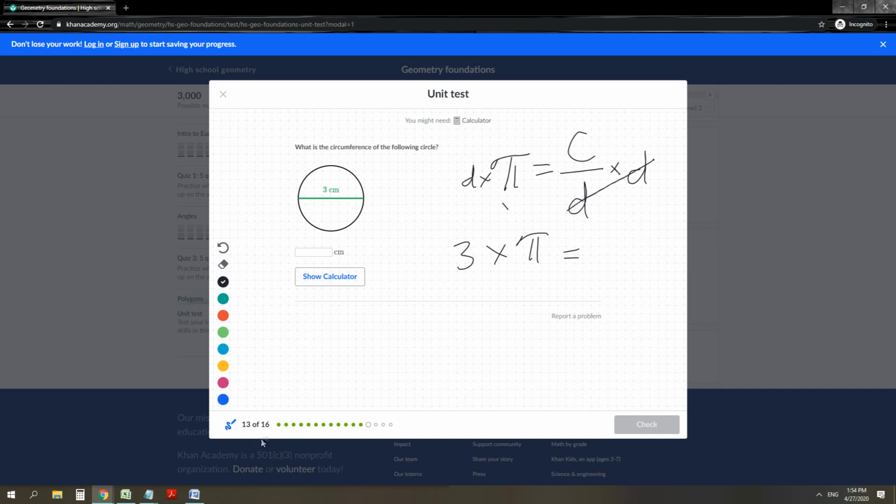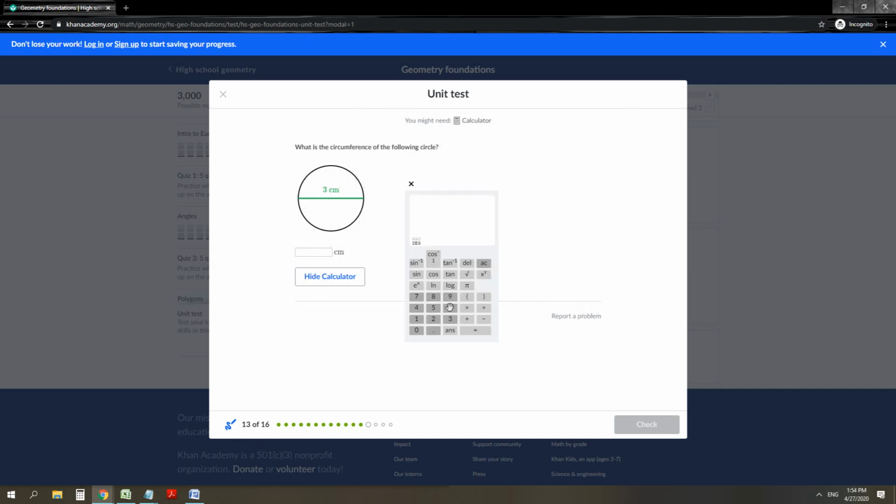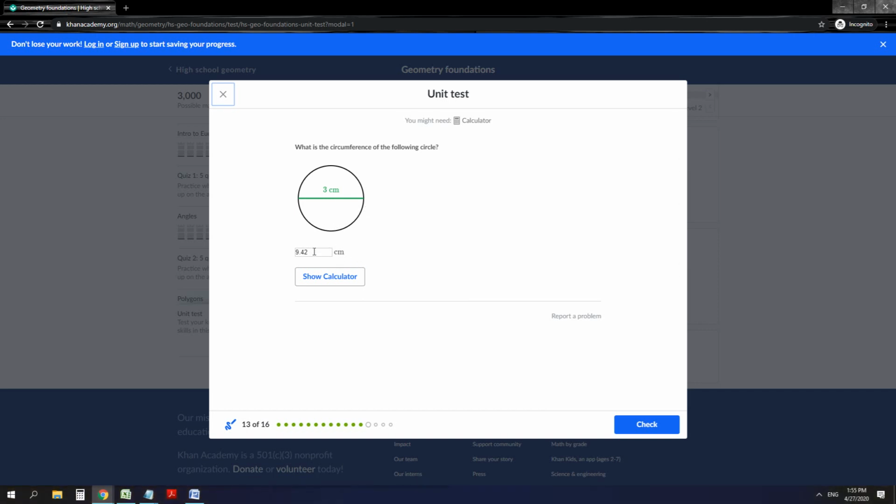Okay, let's pull up the calculator again. Remember, we're doing 3 times pi. This is my circumference, 9.42. Okay, 9.42. It's not telling me what it wants my answer to be, so it may want it to be exact. So I might just want to write 3 pi here. Let's find out if we just write 9.42. It's okay with that. 3 pi probably would have also worked, but we did 9.42.